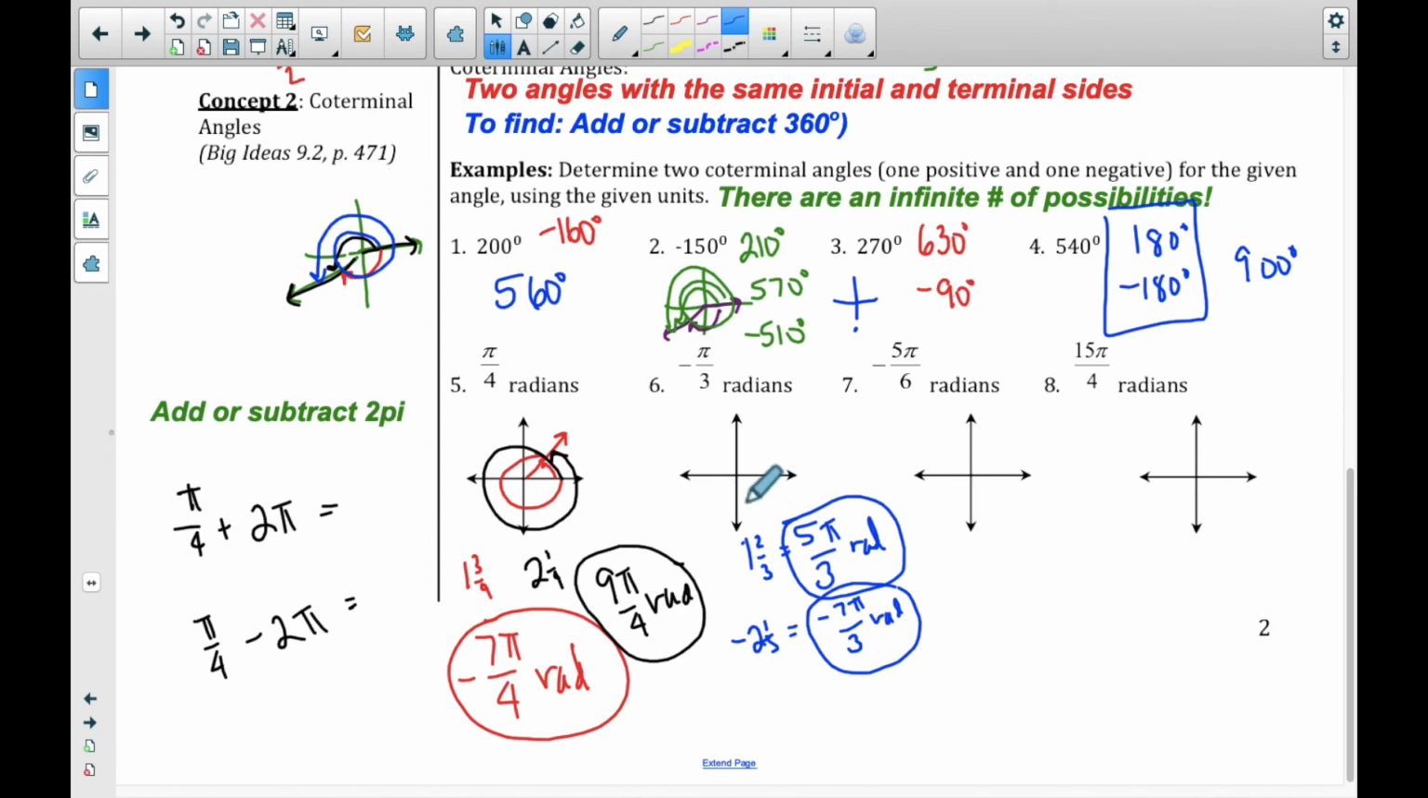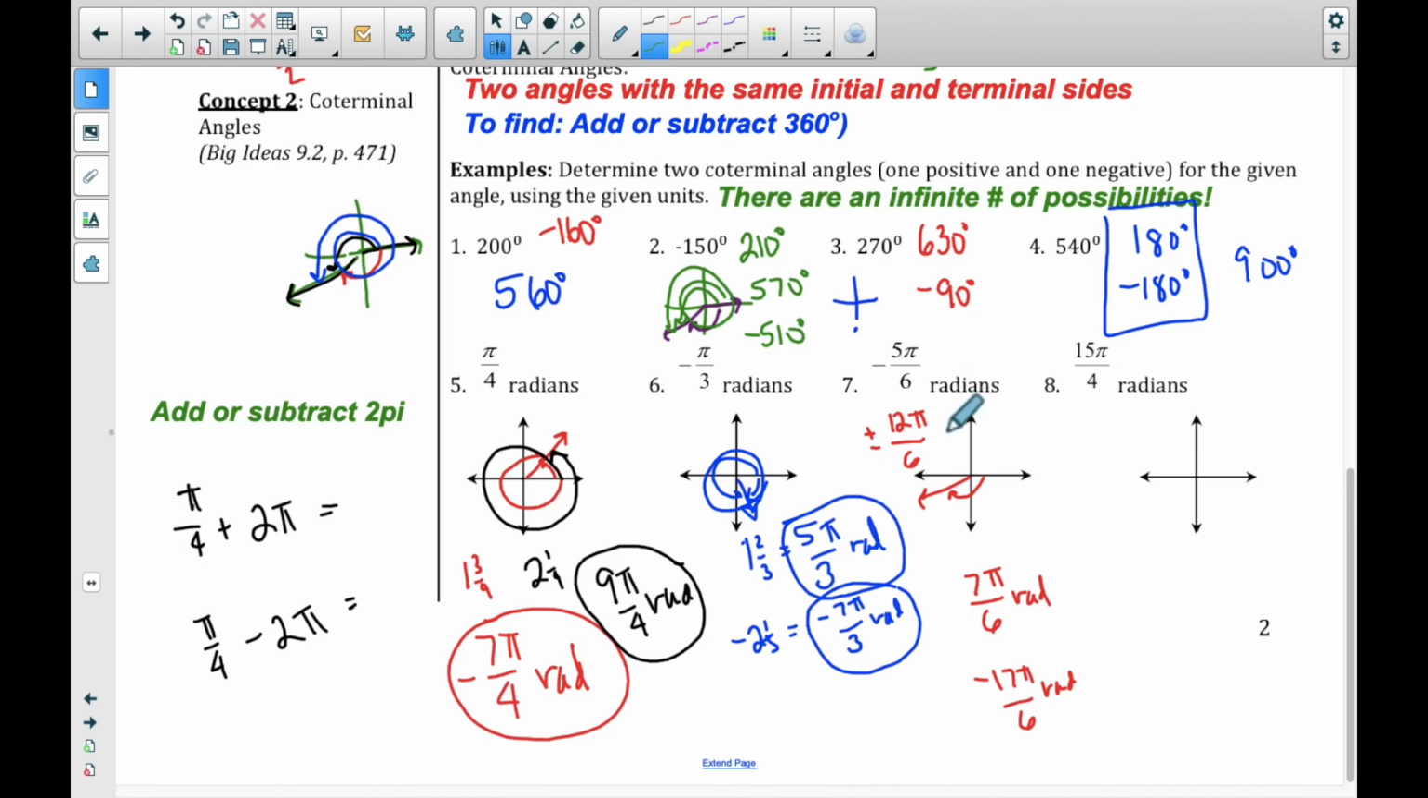I forgot to draw these, so let's just go ahead and take a second to draw this in. It's going to be down here. So that's a negative 1/3. This person says, nope, it's a positive 5/3. This person says, nope, I'm going to go the really long negative way and go all the way around. That is negative 2 1/3. So again, take a minute to try these and see what you come up with.